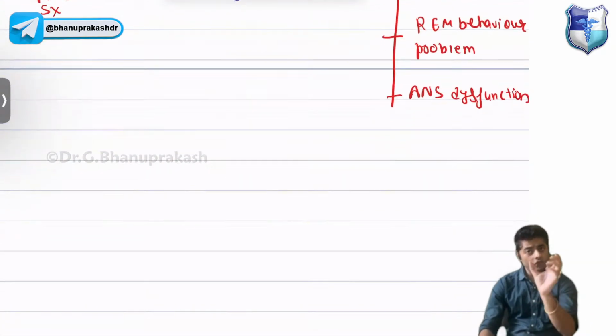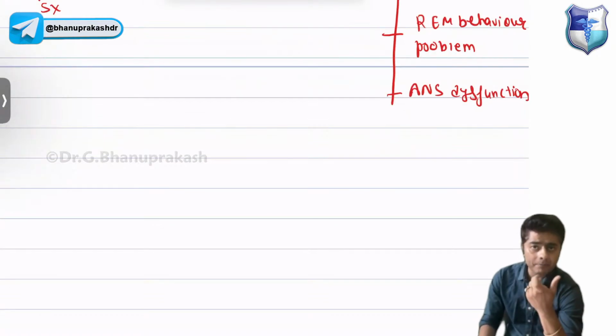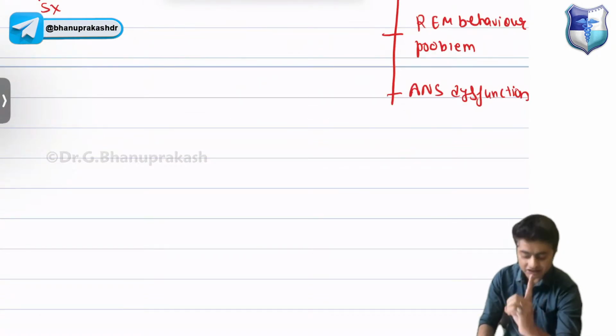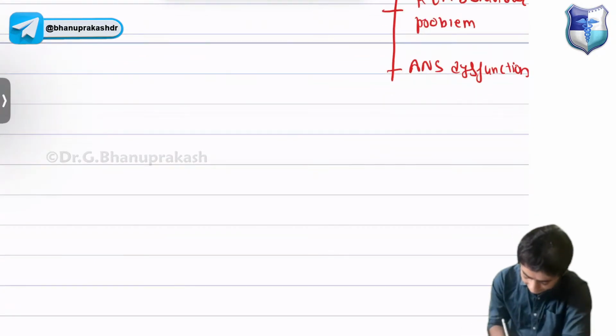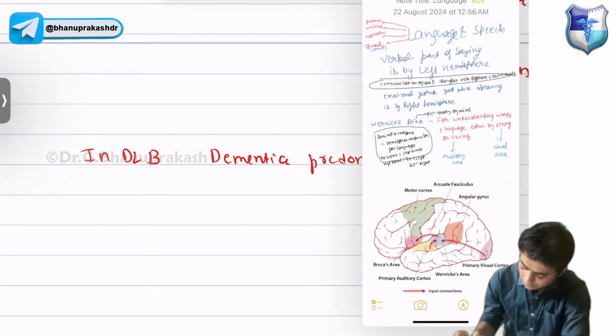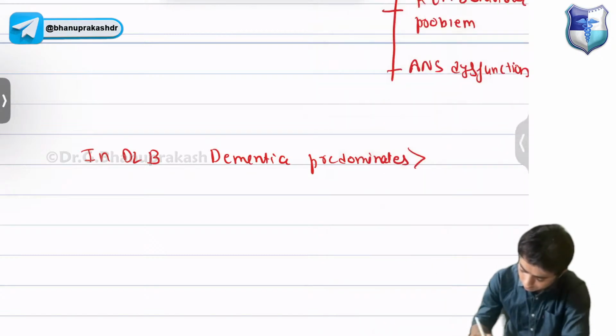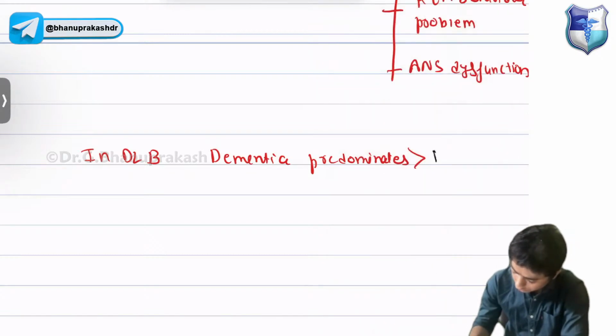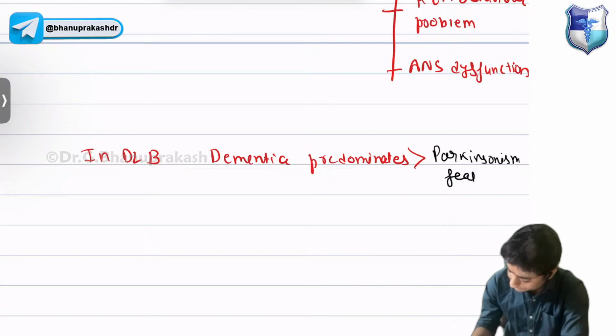So now we all know that diffuse Lewy body is a Parkinson plus syndrome. So there will be Parkinson features in this also. But in DLB, dementia predominates over your Parkinson features.